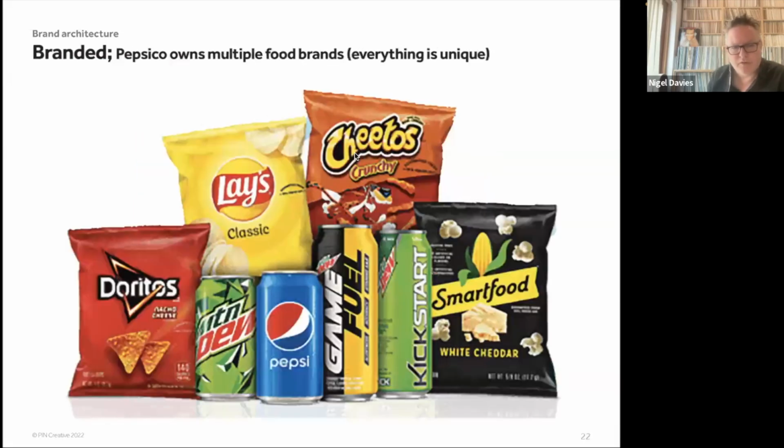Finally, the branded approach. So actually Walker's are owned by PepsiCo, and PepsiCo obviously own Pepsi. And they don't care really about the different.